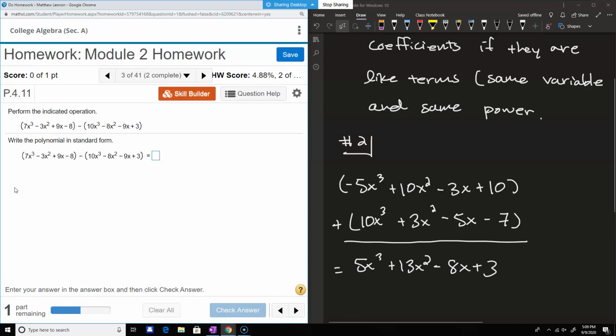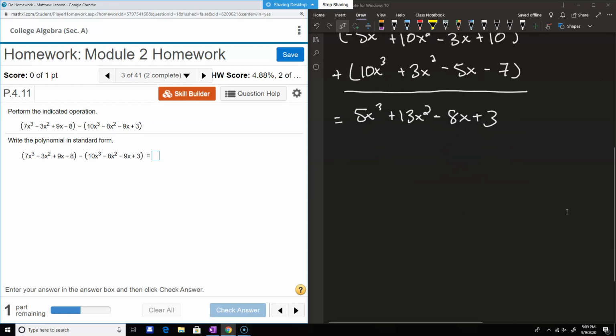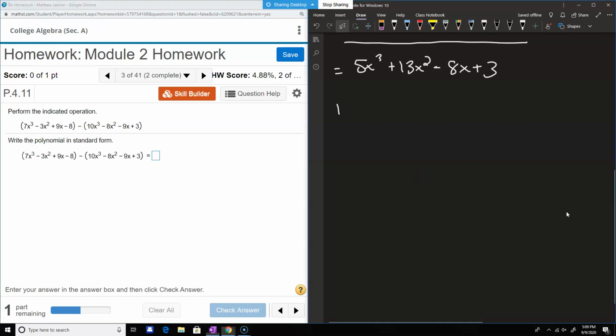Subtraction is a little bit different. It's just one step more because you essentially have to distribute the negative sign before you can combine everything. So when we're looking at number 3, you may want to take the extra step of just changing it to an addition problem before working on it. So we have this 7x cubed minus 3x squared plus 9x minus 8. And then we have minus, and we have the parentheses, which means we have to distribute that minus sign to each term.